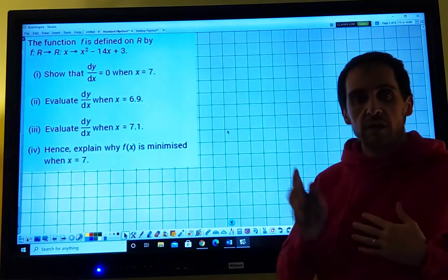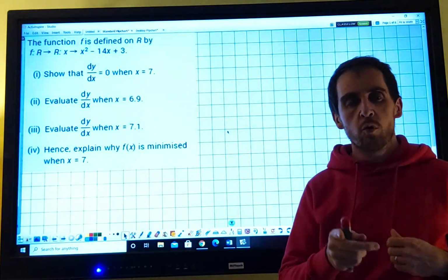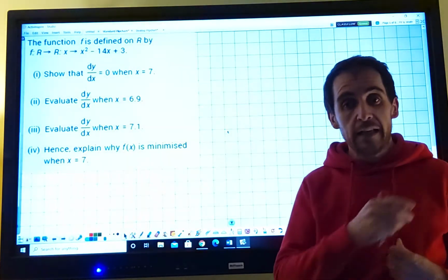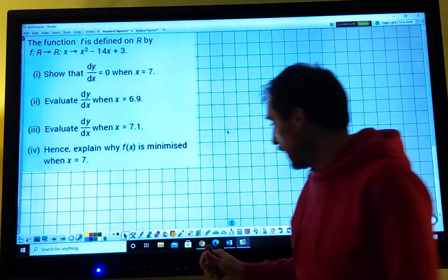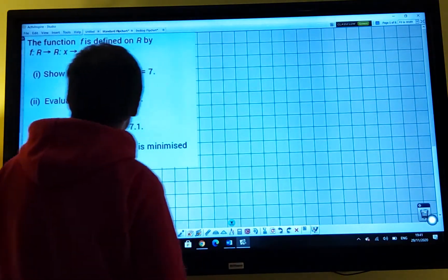Now, I made an error there with question 4, so we looked at that in class. I didn't put the complete question up. So we're just going to look at these ones here, and I said this is just good practice for calculus.